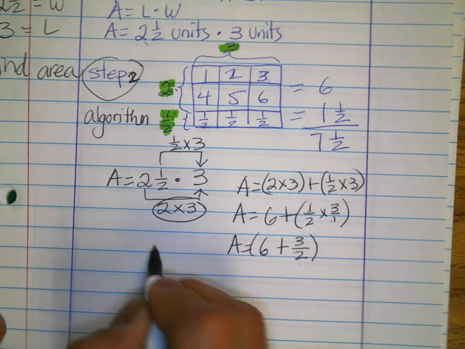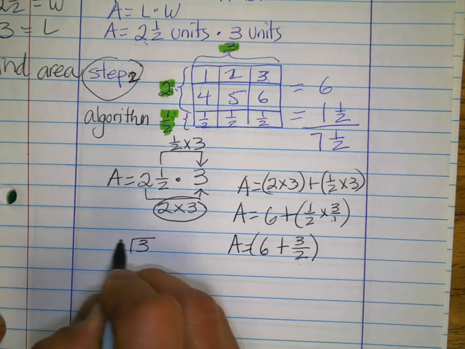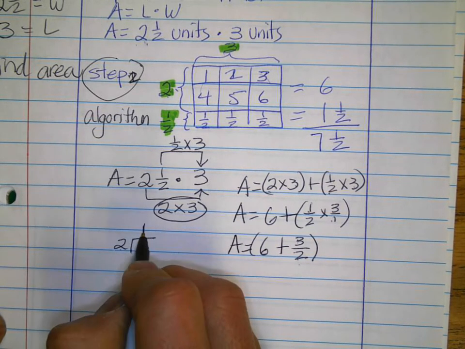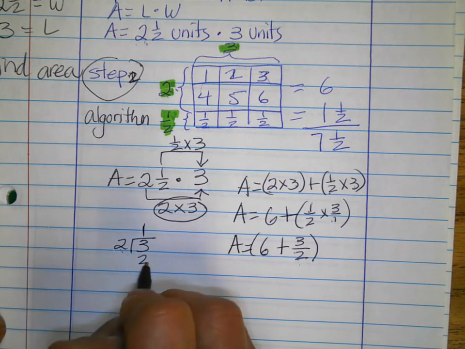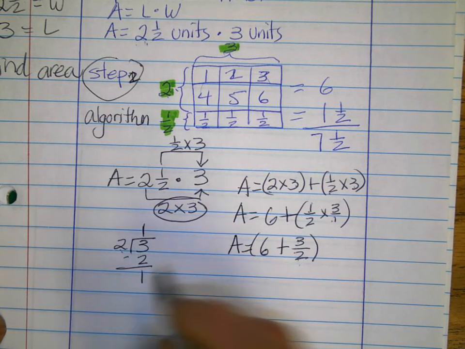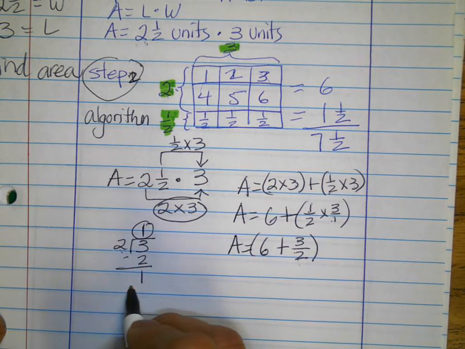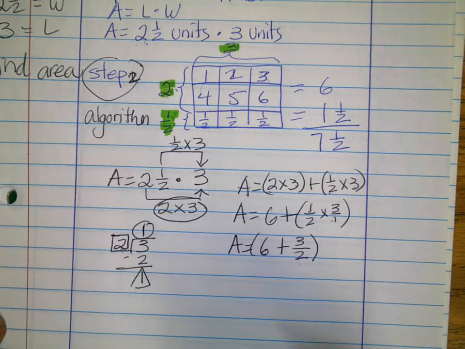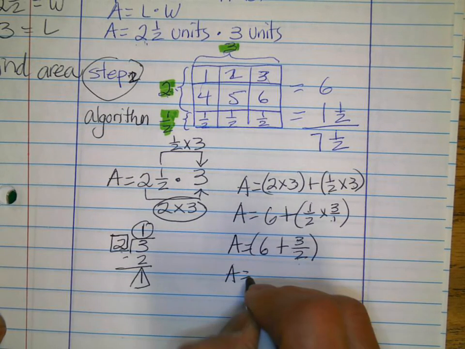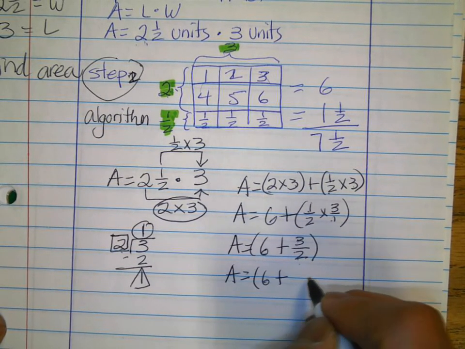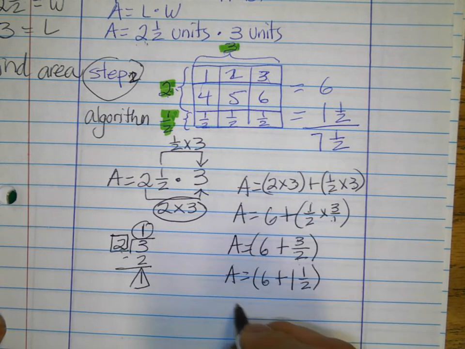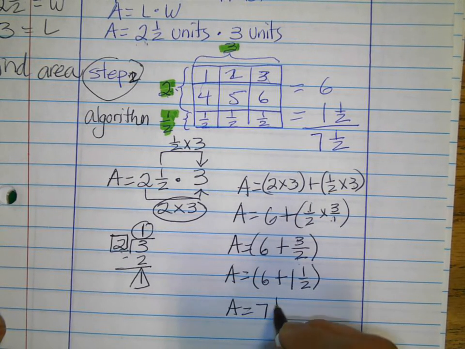So I'm going to do this: 3 divided by 2. The 2 goes into the 3 one time. 1 times 2 equals 2. The remainder is 1. So now we know we have 1 and 1/2 as the answer. So the area is going to be 6 plus 1 and 1/2, which should equal 7 and 1/2.